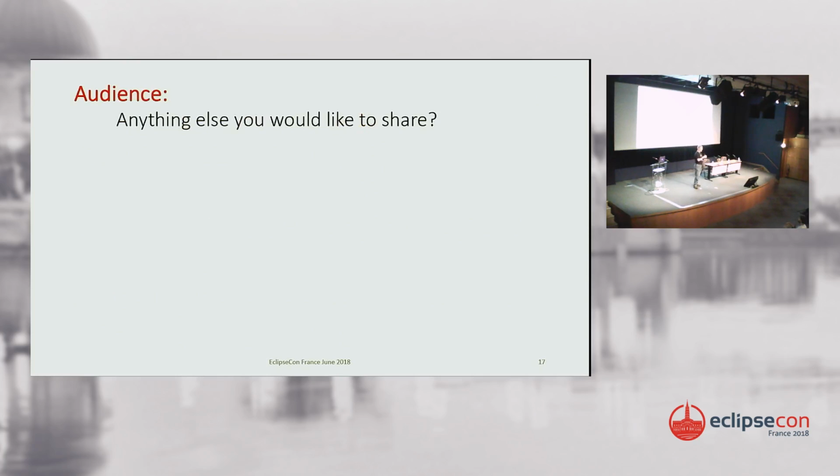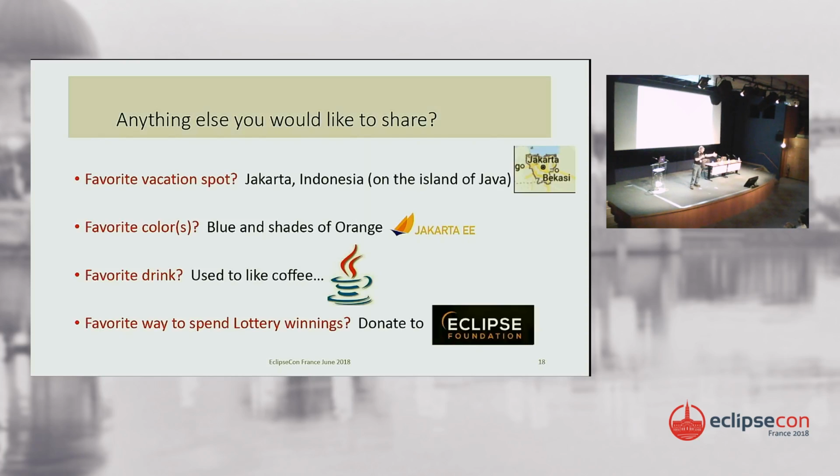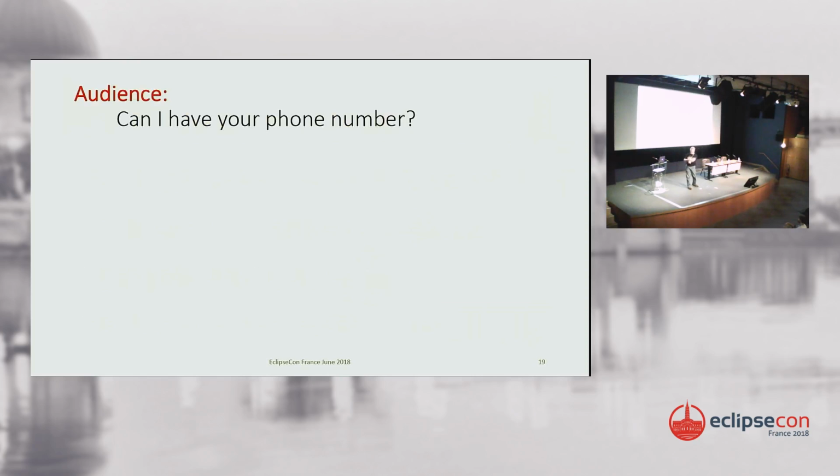Yeah, so since this is speed dating, there's a few other things that I'll share with you. One of them is, where do I like to vacation? Of course, Jakarta, right? Favorite colors, blue and shades of orange are nice. Favorite drink, I used to like coffee a lot, and it's still okay. And if I ever win the lottery, of course, I'm going to donate it all to the Eclipse Foundation.